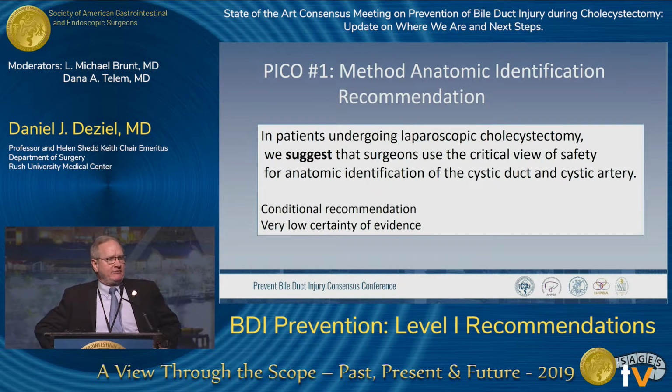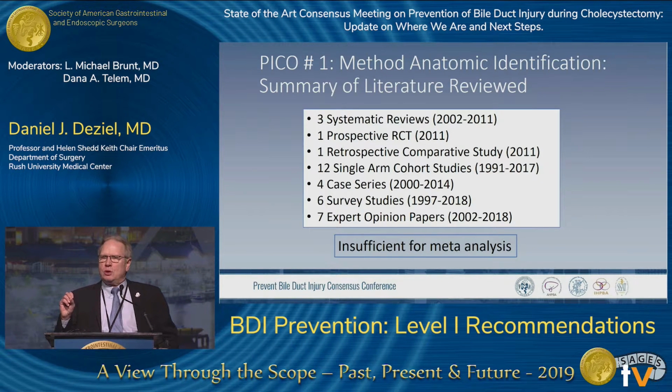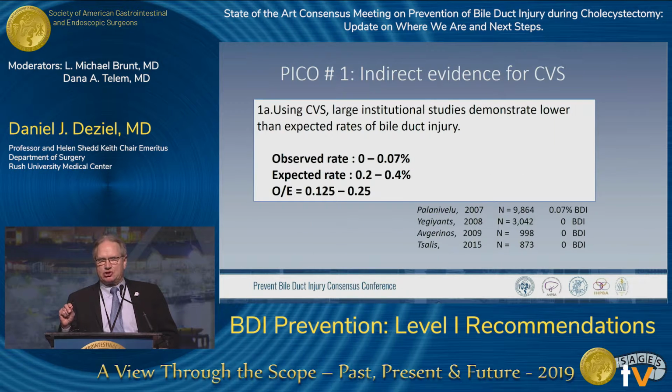This is a summary of the data analyzed for this question. There are no direct comparative studies, and this is not sufficient for a meta-analysis. But there are 2 lines of indirect evidence that favor the critical view. The first is that there are now large institutional studies routinely using the critical view that demonstrate a lower than expected rate for bile duct injury. And combined cohort series that use the critical view have a lower rate of duct injury than combined cohort studies that describe the infundibular approach.